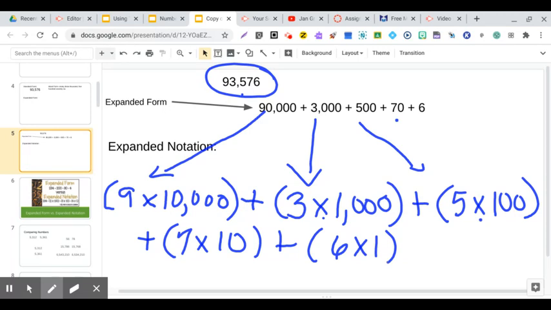Now, again, expanded notation should go from the biggest place value to the smallest place value. It should go from the biggest to the smallest, but sometimes they like to be tricky, and so do us teachers. Sometimes we're going to mix up the order. And so maybe you'll put the 6 times 1 first or whatever. But I'm going to show you a way to get around that, okay?